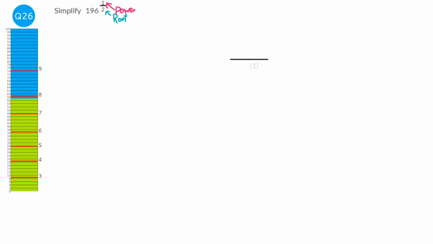So we're looking to do the square root of 196, and the square root of 196 is going to be 14, because 14 squared is 196. So we're just going to do the square root of 196, and that's our answer.